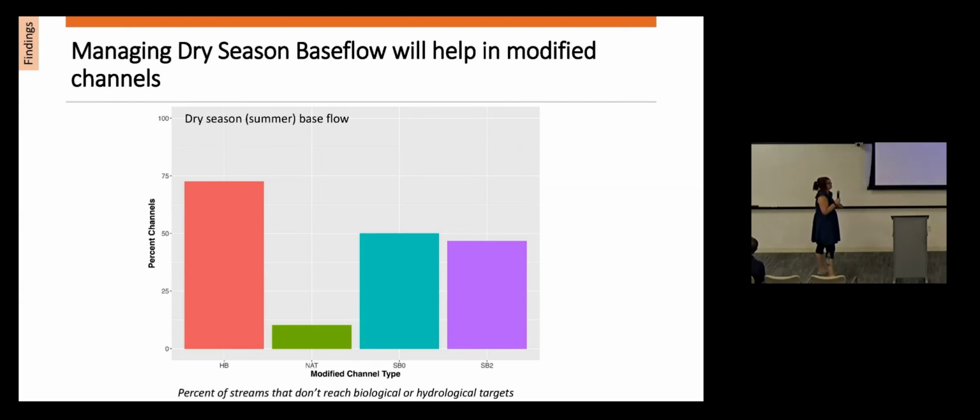Okay, so start off with dry season base flow. That's summer base flow. And this is the percent of channels within that red box. If you look at the hard bottom channel, which is the red column, that's nearly 75% of those channels potentially having a flow problem, enough that it's causing problems with the biology. So we really think that managing summer base flow is really going to help modified channels. Same with the soft bottom channels too, and even some of the natural channels.